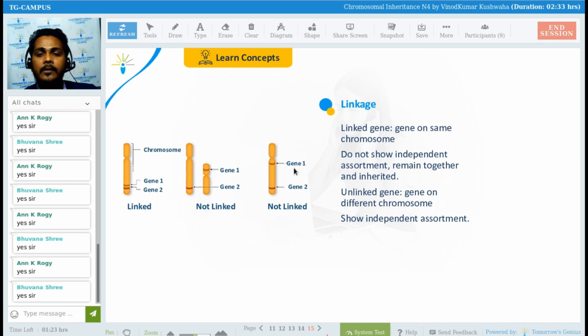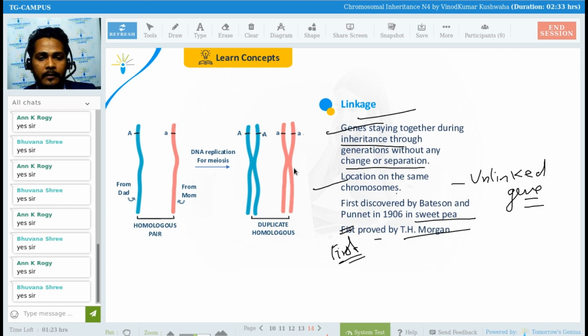Sir, is the linkage on the same chromosome or between two different chromosomes? See, linkage means on the same chromosome. If it is on the same chromosome, it is called a linked gene. And if it is present on different chromosomes, then it is called an unlinked gene. So in this slide, are both the capital A's linked, sir?